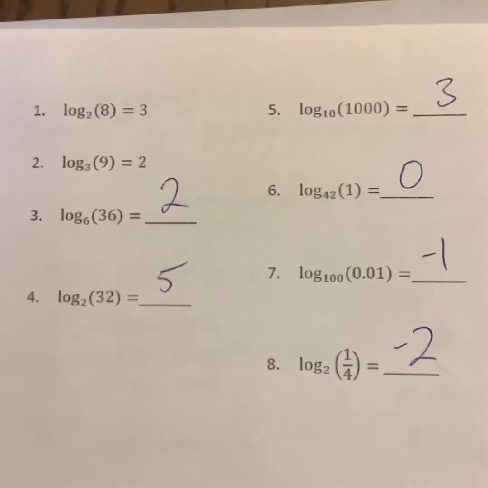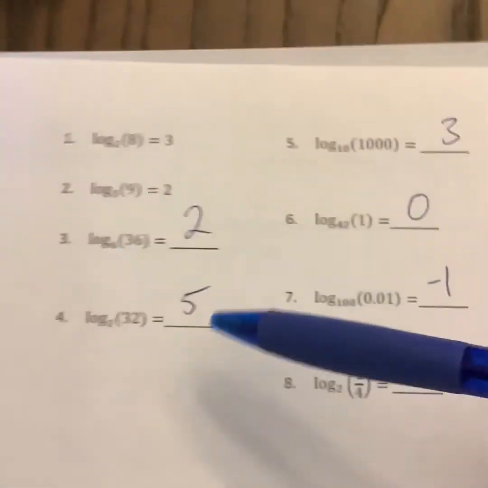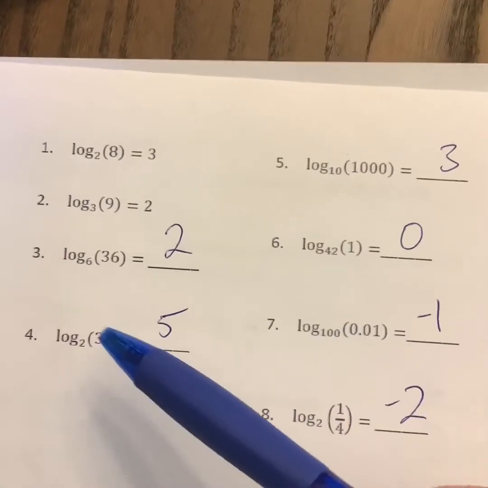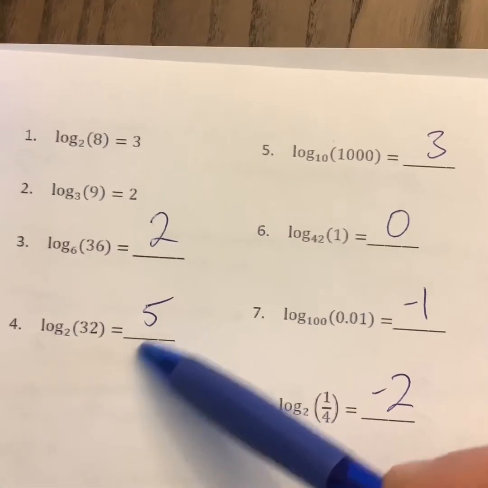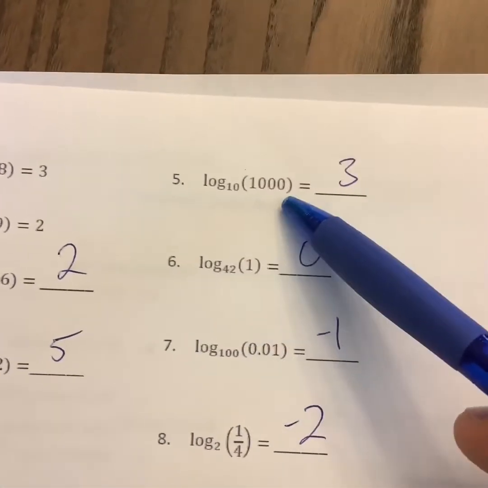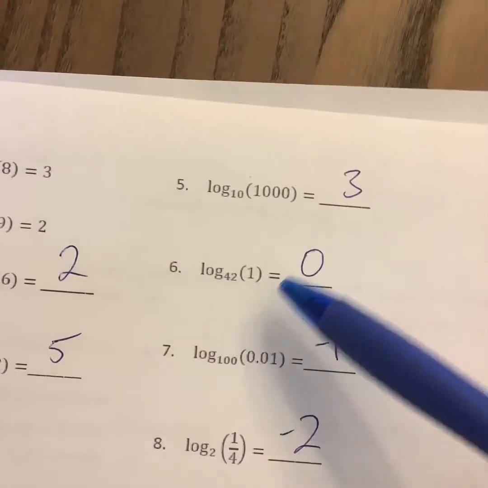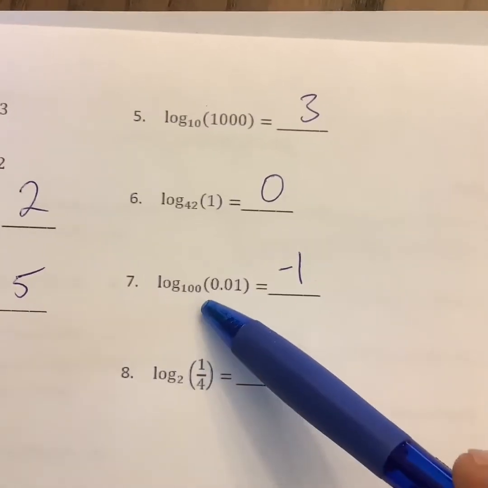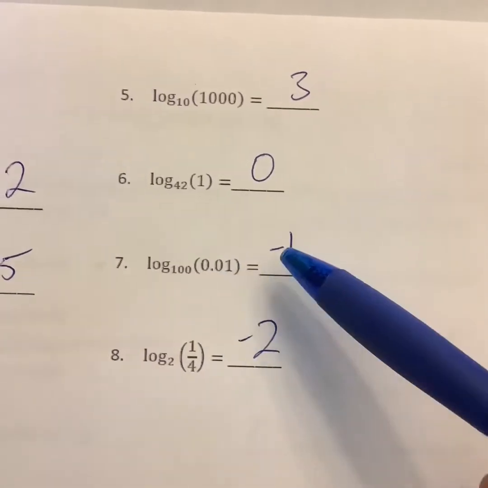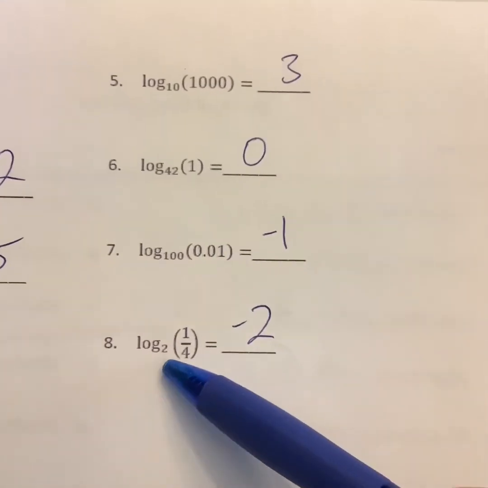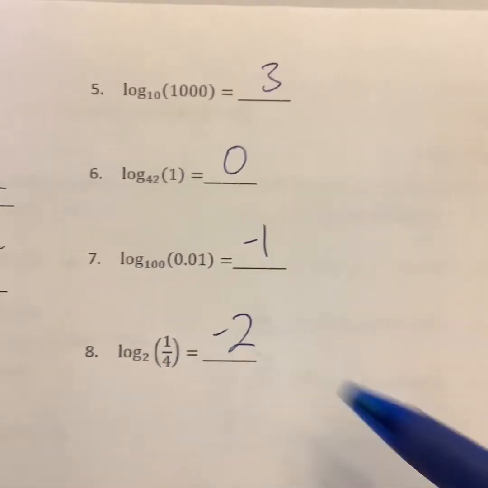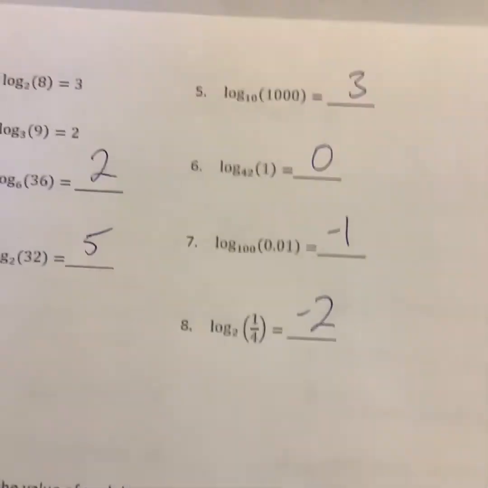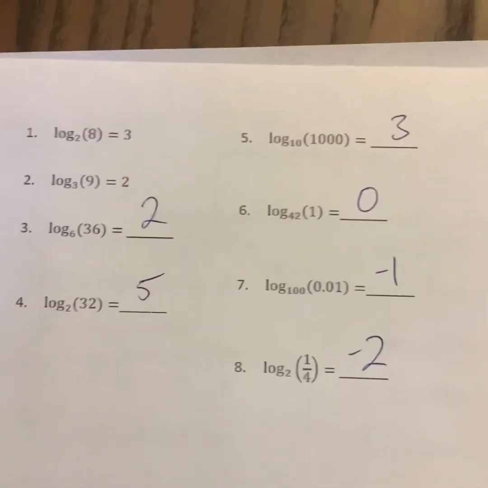So here are your answers. For number 3, we've got the log base 6 of 36 is equal to 2, like we just said. The log base 2 of 32 is equal to 5. Log base 10 of 1,000 is equal to 3. Log base 42 of 1 equals 0. Log base 100 of 1/100th is negative 1. And log base 2 of 1/4 is going to be equal to negative 2. All right, so if you have any questions on any of those, again, just shoot me an email.